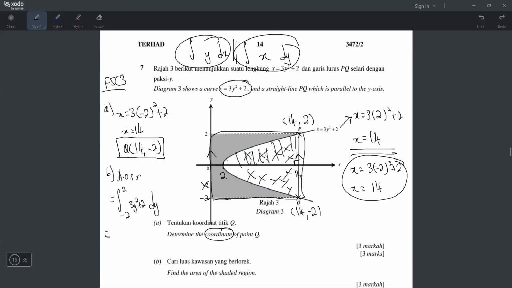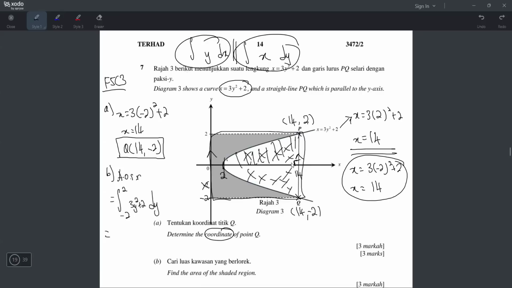And how to find this area is you have to integrate from 2 to 14. But if you do like that, you have to use this already, and then you have to make y the subject. You have to rearrange a bit. And then you get this area. Then you just take the 14 times 4 minus this area 2 times, because there is another side here.